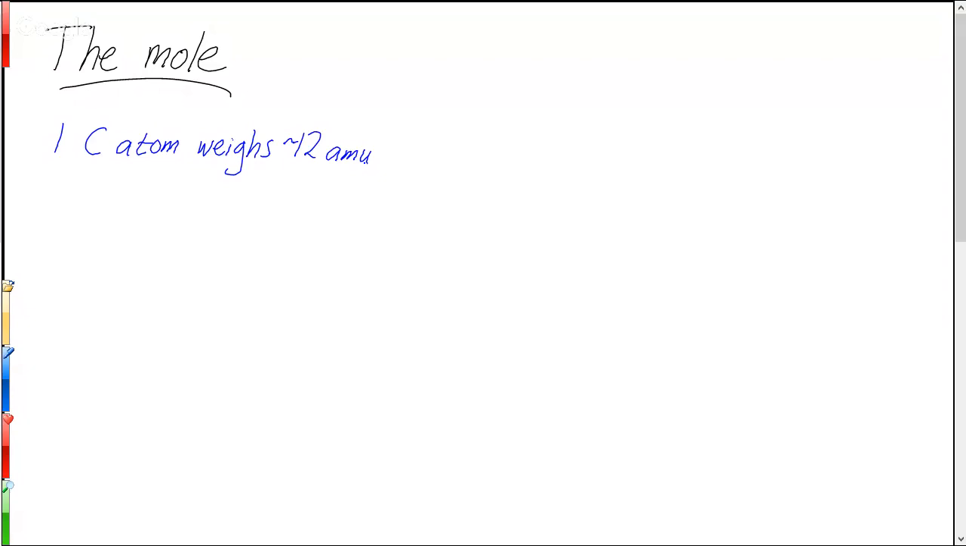So the way that we do this is we say 1 carbon atom weighs about 12 atomic mass units. 6.02 times 10 to the 23rd carbon atoms. That's a lot of carbon atoms. Weighs 12 grams.